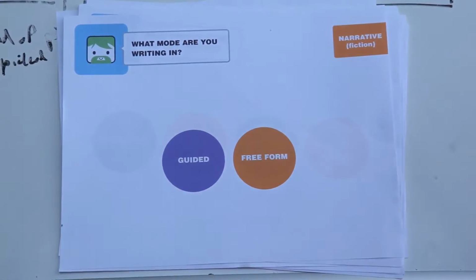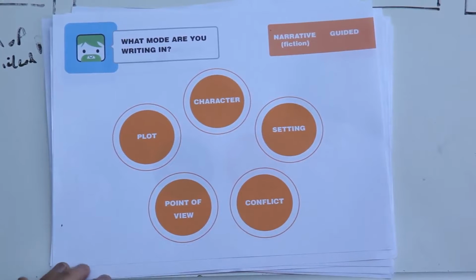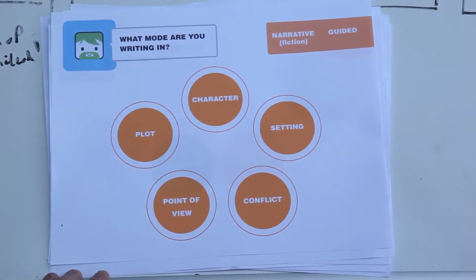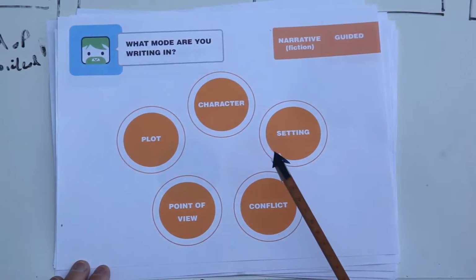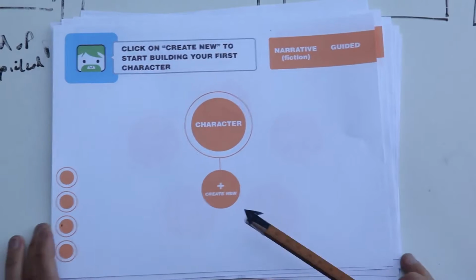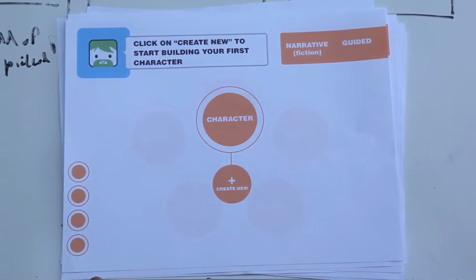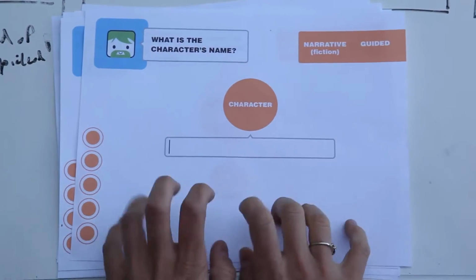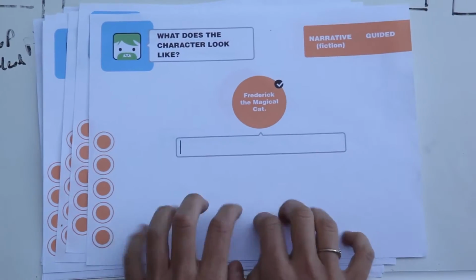So next we have the populated creative story template, and here we can see all the various aspects of the story. Students can then choose, we're going to choose a character, and the character will allow you to add different content, and here we're going to start adding some content. The muse is saying, what is the character's name? We're going to say Frederick the Magical Cat.